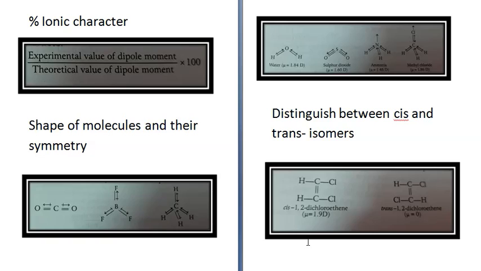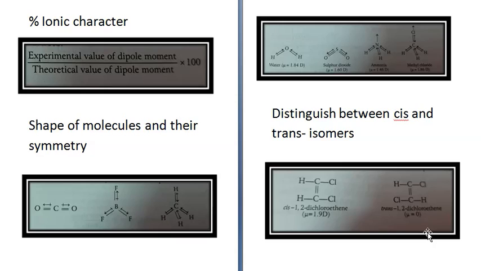For example, in 1,2-dichloroethene, this is 1,2-dichloroethene. In cis isomer, dipole moment is 1.9 D. For trans isomer, the dipole moment is 0. So you can distinguish the 2 forms by seeing the dipole moment.